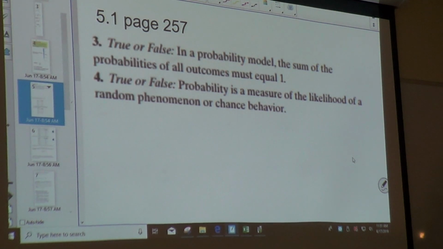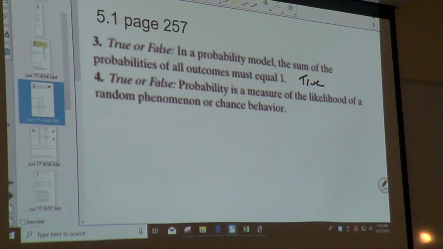And this is in 5.1, but I did put the problem up there, so if you want to use the book, fine. If you don't want to use the book, fine. In a probability model, the sum of the probabilities of all outcomes must equal 1. True or false? True. They all have to add up to 1, which is the same thing as 100%.